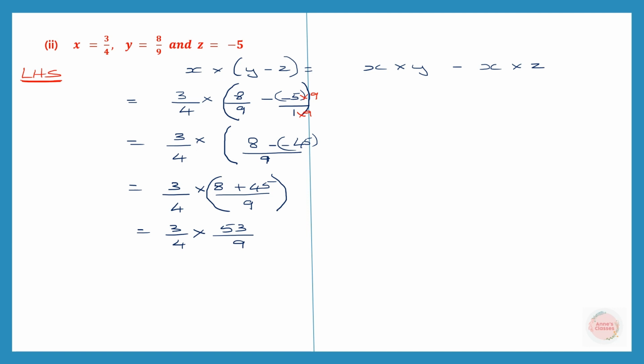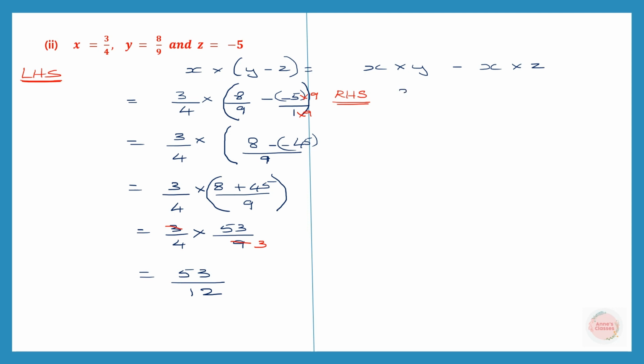by 9. Now let's cancel 3 and 9. 3 ones are 3, 3 threes are 9. So in the numerator, what do we have? We just have 53, and in the denominator, we have 4 threes are 12. Now let's work the right hand side.